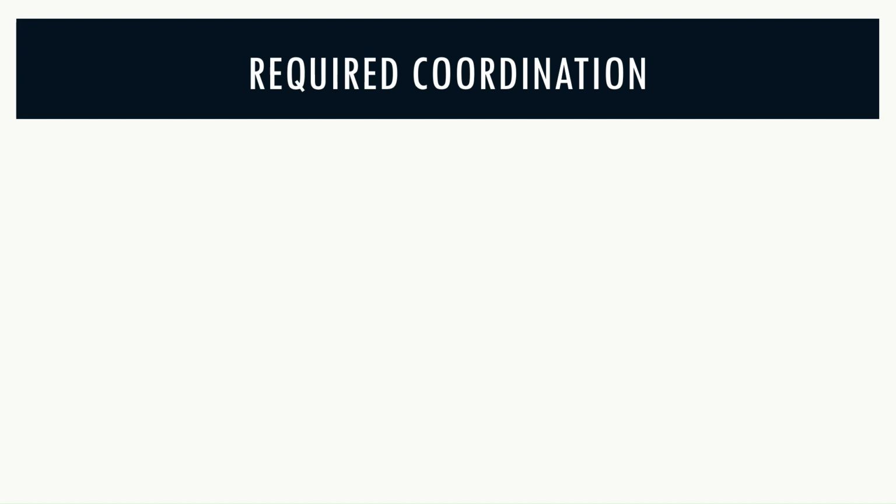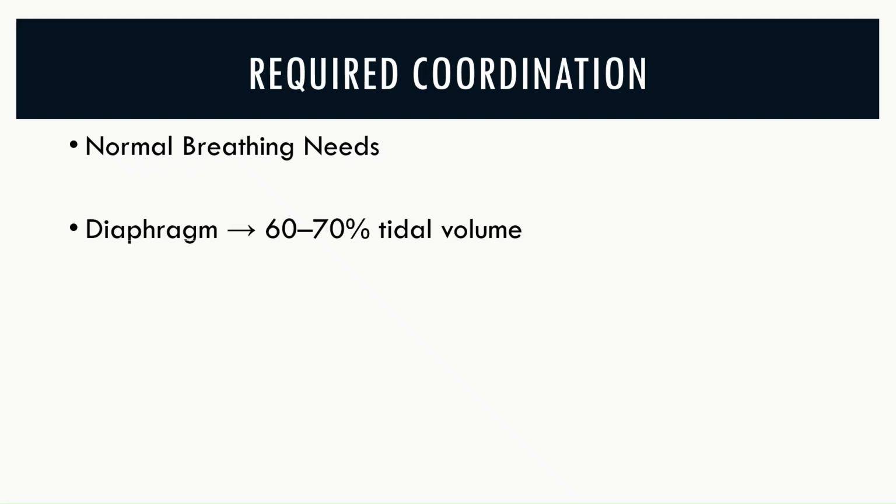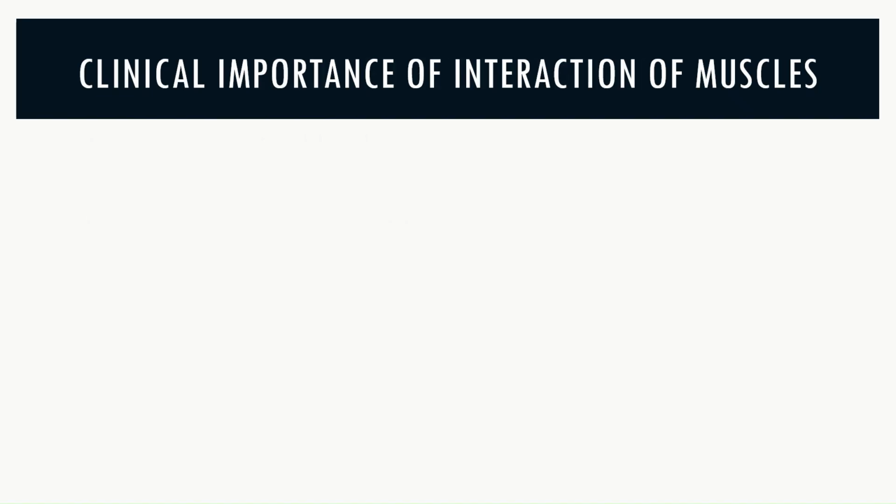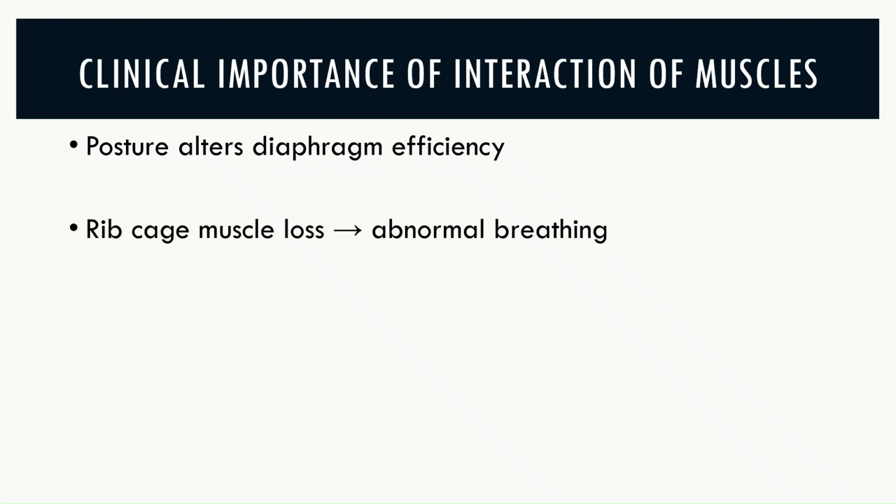Importance of coordination. Normal breathing requires coordinated activity. The diaphragm contributes about 60 to 70% of tidal volume, while intercostals and scalenes provide the remaining contribution and stabilize the ribcage. Importance of interaction of these muscles. The key takeaway is that posture and muscle interaction determine breathing efficiency. Loss of ribcage function leads to abnormal mechanics such as in quadriplegia and neuromuscular disorders.